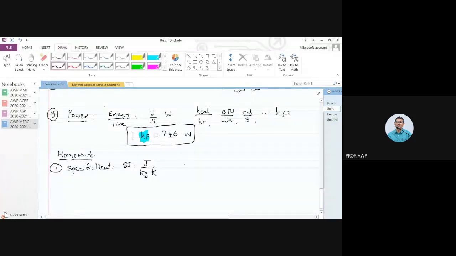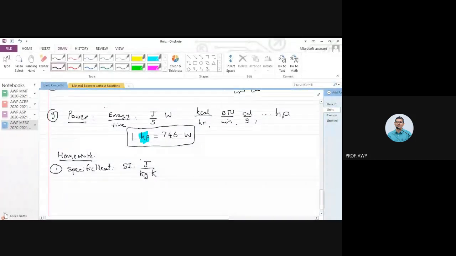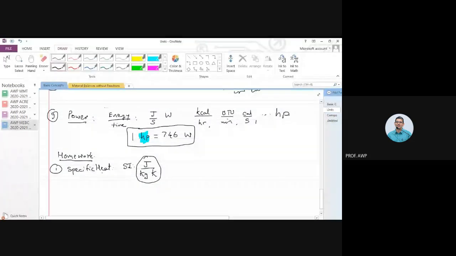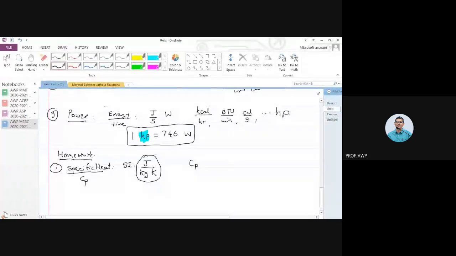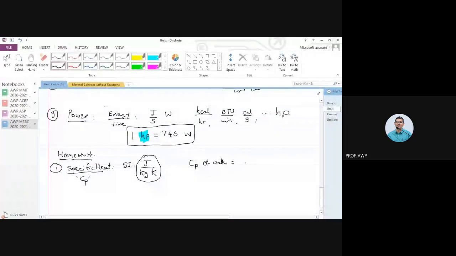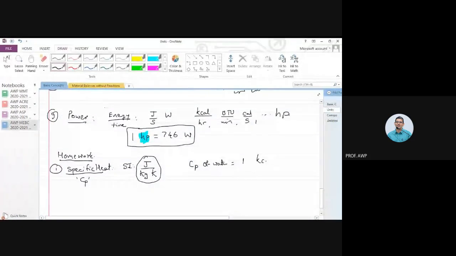But that's not the very commonly used unit that we use. We use some other unit that is very common for specific heat. Let's say specific heat of water. Specific heat, as you know, is indicated by the symbol Cp. So let's say Cp of water is, let's say, 1 kilocalories per kg Kelvin.